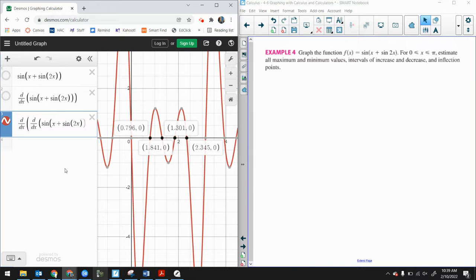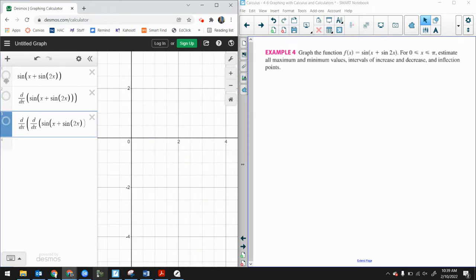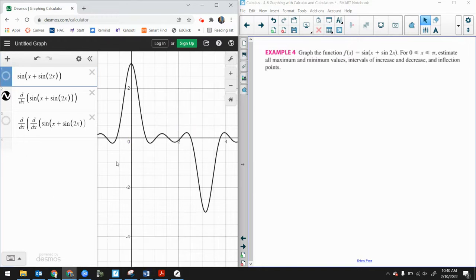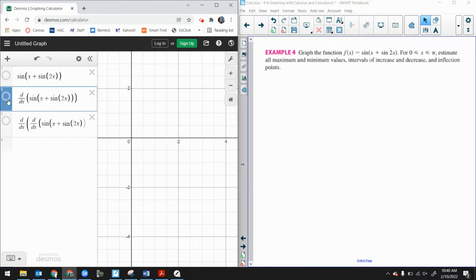So here's what I would need for this. I would need to see a screenshot of the regular function with all of the maximum and minimum values revealed. Then I would need a screenshot of all of the zeros of the first derivative, showing that those x values are exactly the same as the x values of the minimum and maximum points. This will also tell me my intervals of increase and decrease, right?